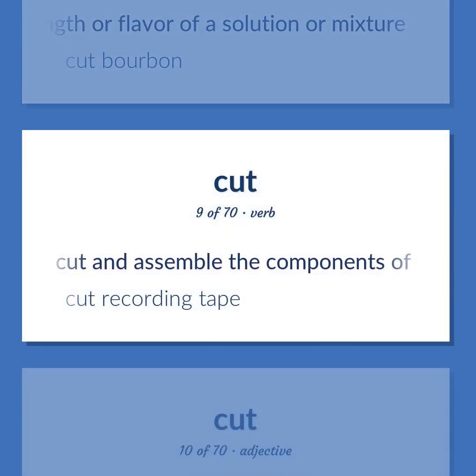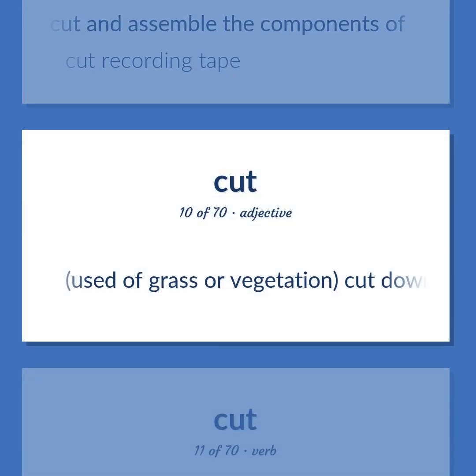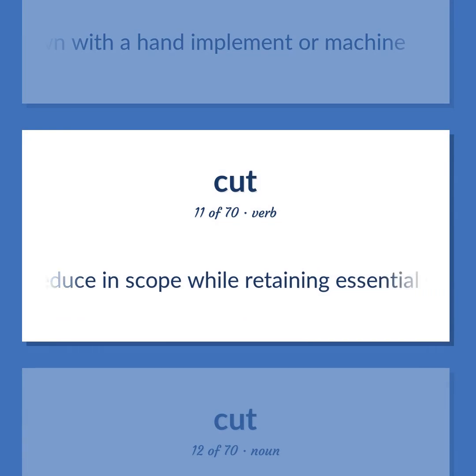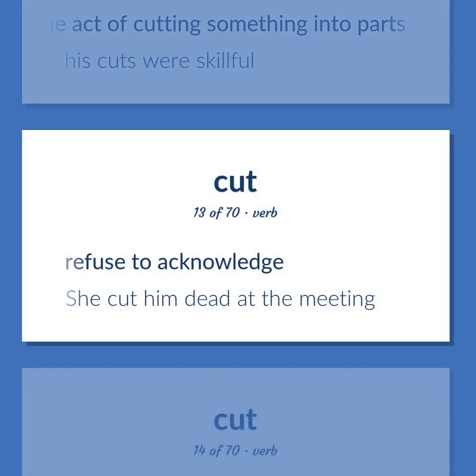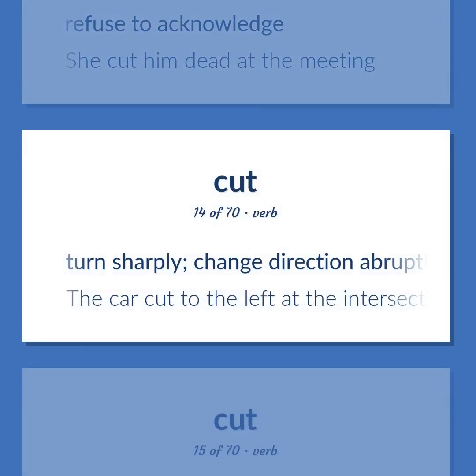Cut and assemble the components of. Cut recording tape. Used of grass or vegetation, cut down with a hand implement or machine. Reduce in scope while retaining essential elements. The act of cutting something into parts. His cuts were skillful. Refuse to acknowledge. She cut him dead at the meeting. Turn sharply. Change direction abruptly. The car cut to the left at the intersection.